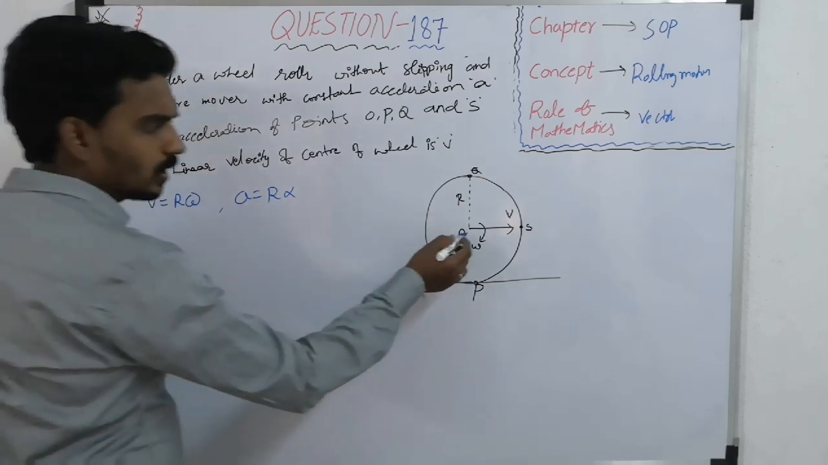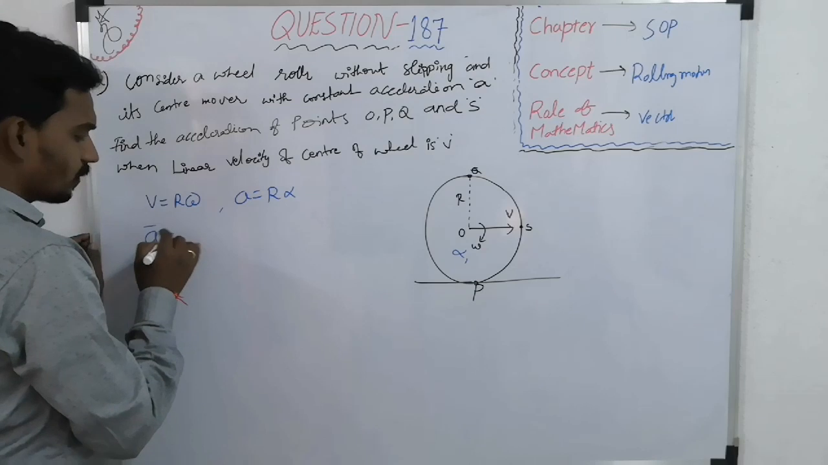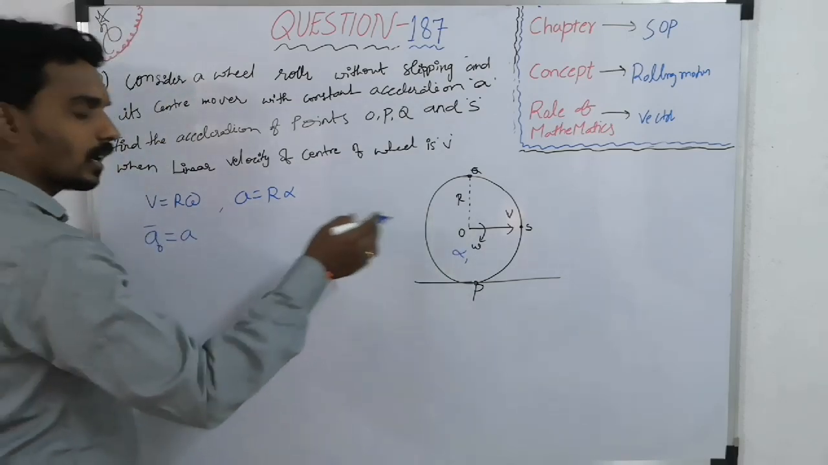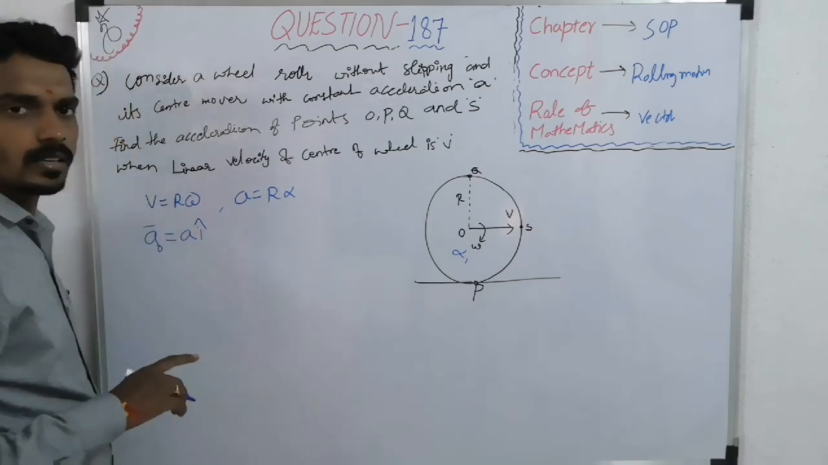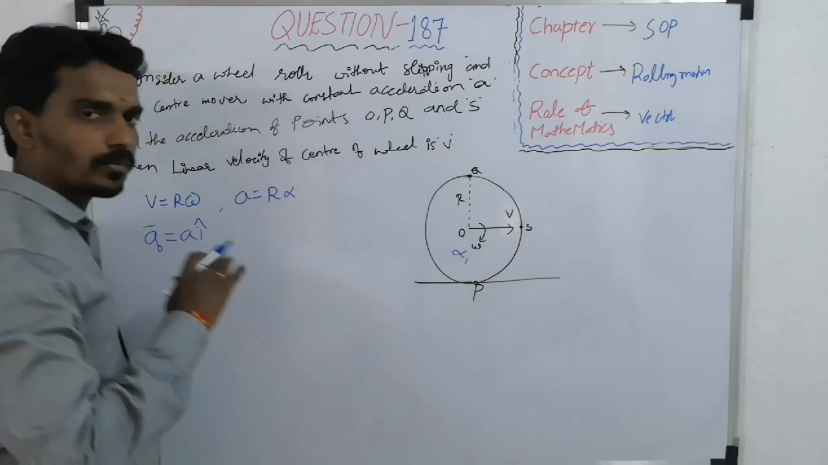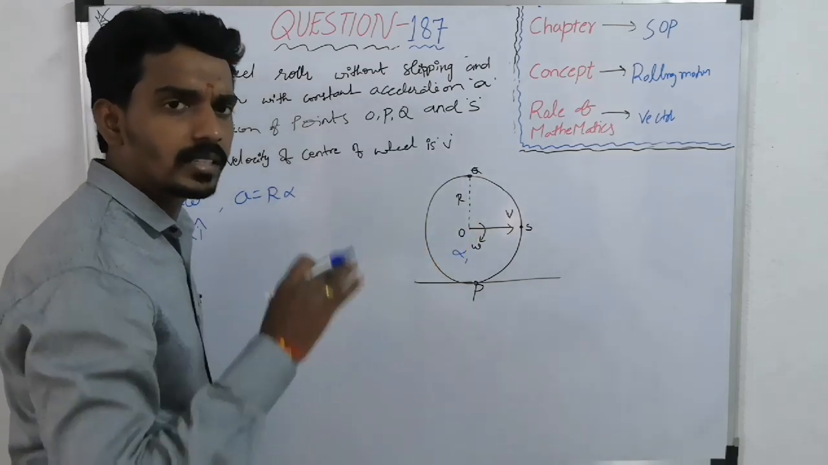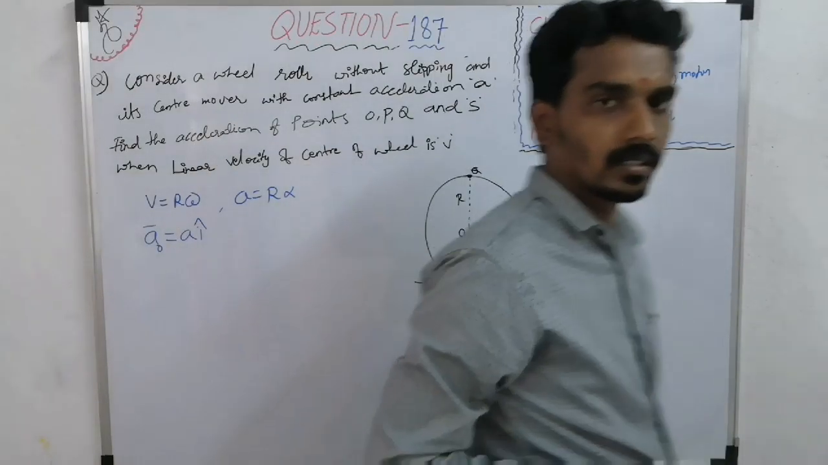Now, if you consider the center of mass, the acceleration of point O is a, that is, the acceleration of the center of mass. That is due to only translational motion, because the center of mass performs only translational motion. It moves along only a straight line, that is a i cap, along the x axis.